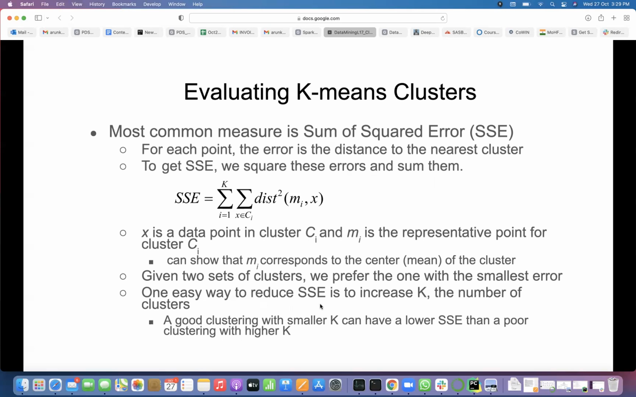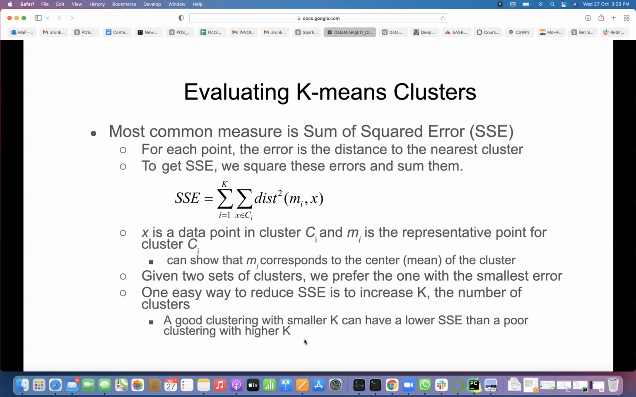One easy way to reduce SSE is to increase K, the number of clusters. A good clustering with smaller K can have a lower SSE than a poor clustering with higher K. If you increase K so that each point becomes a cluster, then your SSE will become 0, but that is not useful for us. So we will also penalize the number of clusters, regularization again, to reduce the number of clusters. So that is how we use the elbow method.